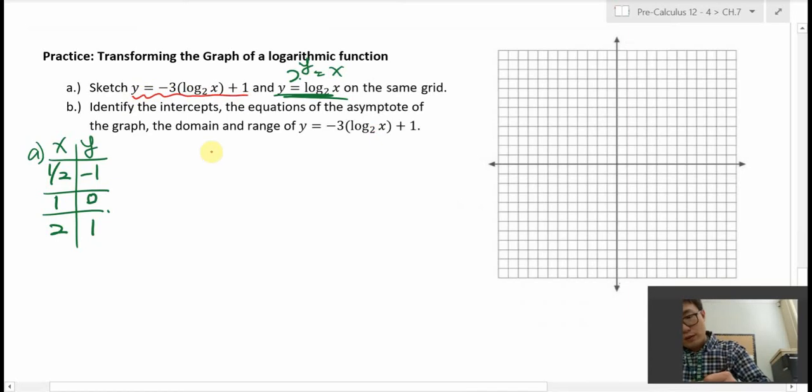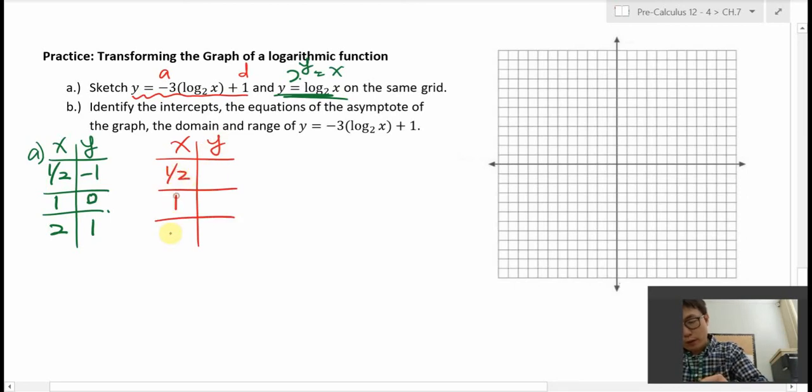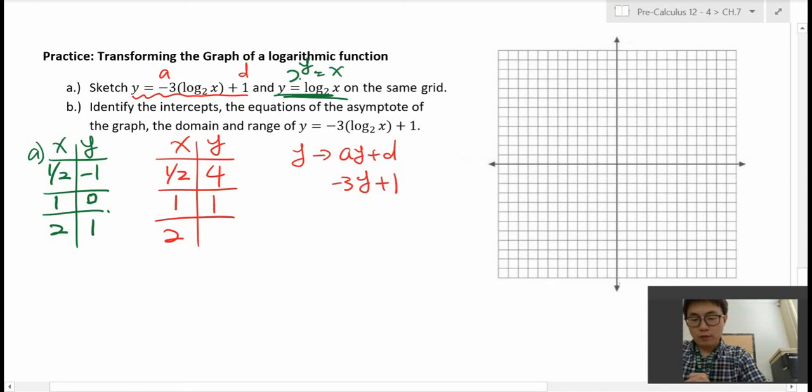Okay. Now, I'm going to do this one right here. So now notice we have the value of A and the value of D. There's no value of B or C. Okay, so that means the X values will actually remain the same. 1/2, 1, and 2. However, we will have different Y values now, right? So remember, it was y. This becomes a times y plus d. So in this case, it's going to be negative 3 times y plus 1. Okay, so negative 3 times negative 1 is 3. 3 plus 1 is 4. Negative 3 times 0 is 0. 0 plus 1 is 1. And negative 3 times 1 is negative 3. Plus 1 is negative 2.